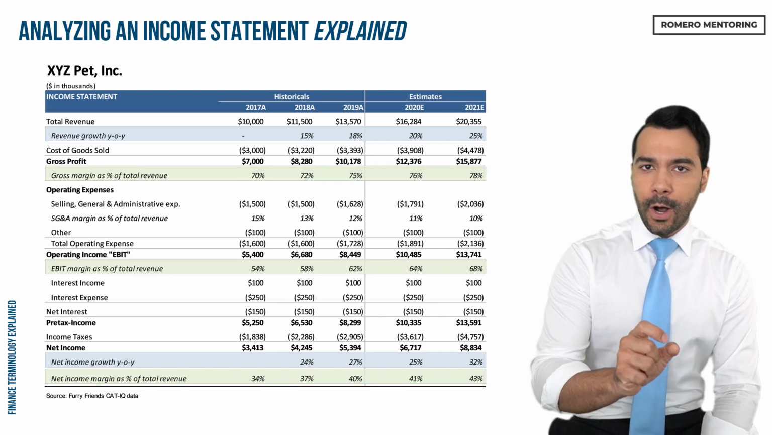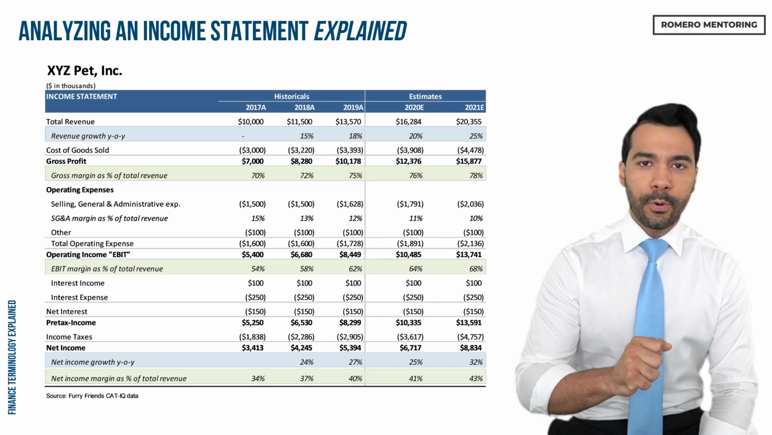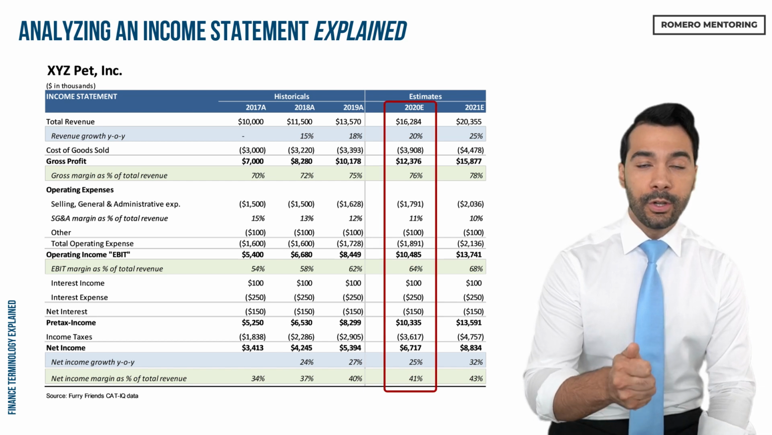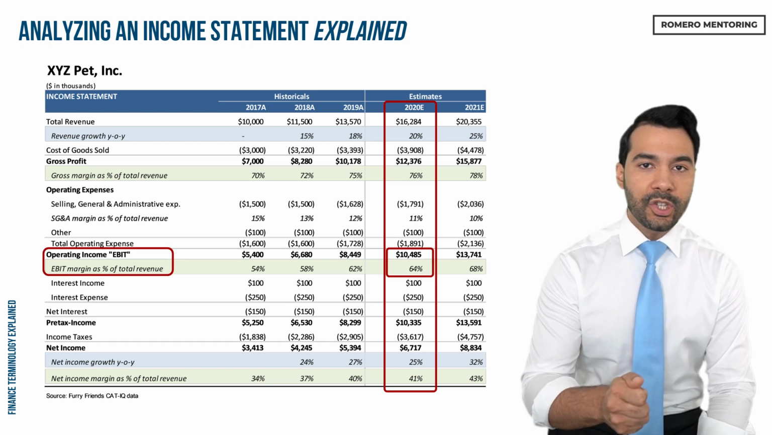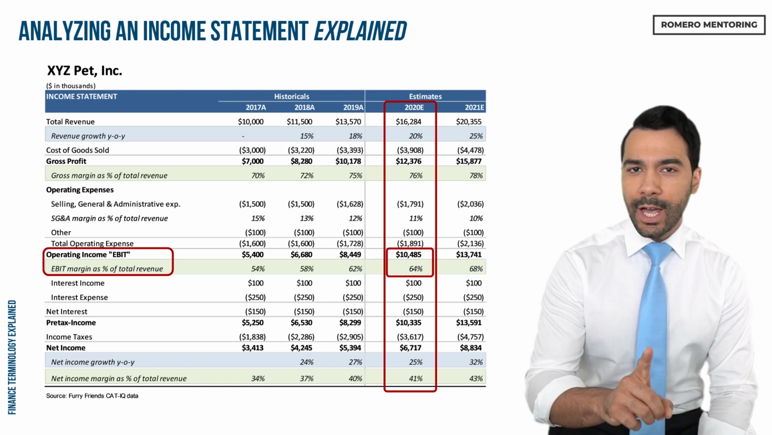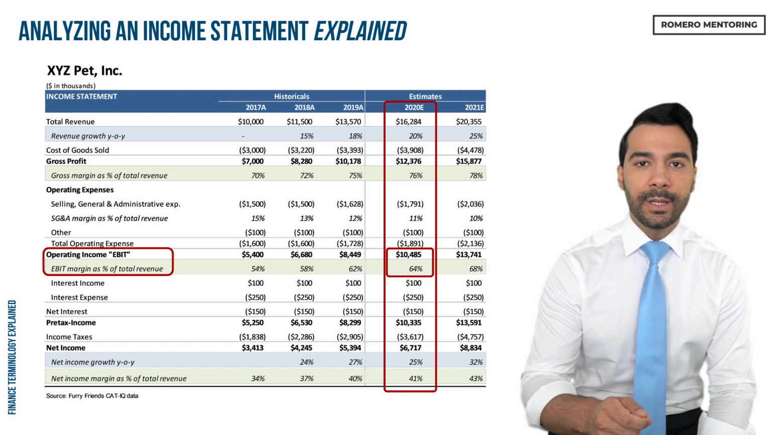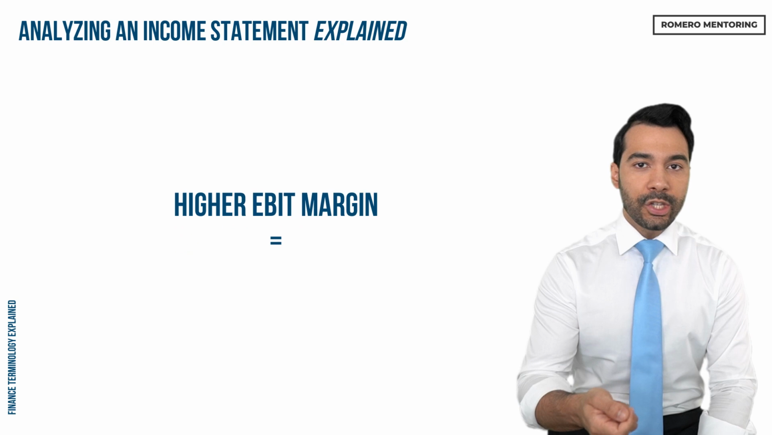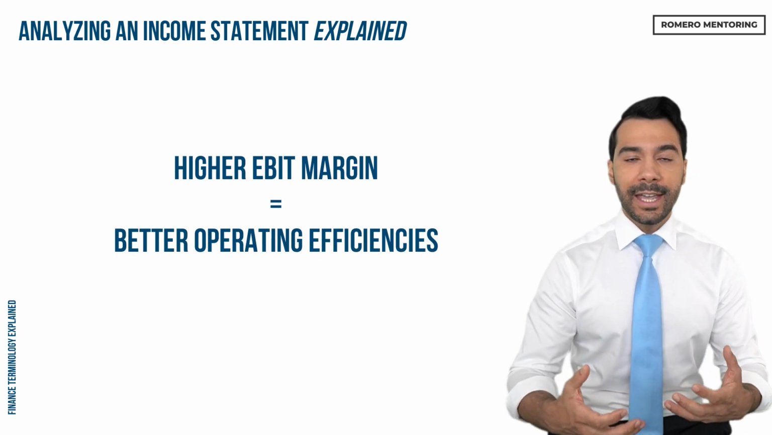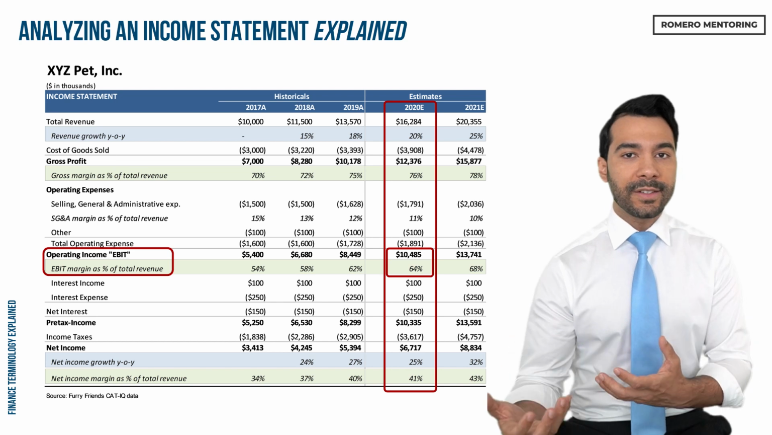If we look at it from a simplistic standpoint, per every dollar of revenue that the company generates, if we look at the year 2020, looking at EBIT, you can see that they're generating a 64% EBIT margin. In other words, for every dollar of revenue that they generate, they are keeping 64 cents. So the higher that margin is, the better, because then they can use that to invest in the company.